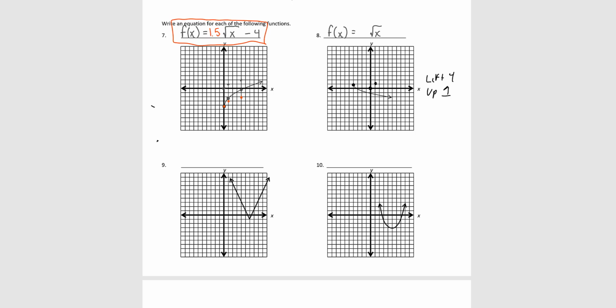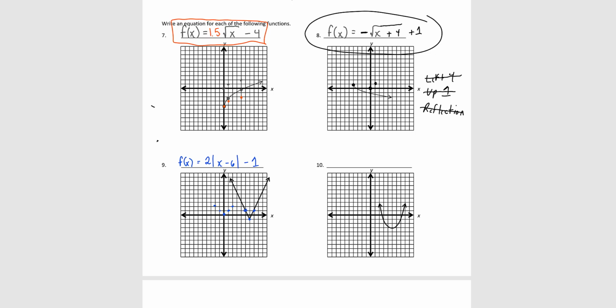Of course, we've also got a reflection, since this is upside down compared to the normal square root function. So the reflection implies there's a -1 out front. Taking care of that one. The up 1 means there's a +1 on the outside. And the left 4 implies there's a 4 that's also positive on the inside. I would encourage you to try 9 and 10 on your own.